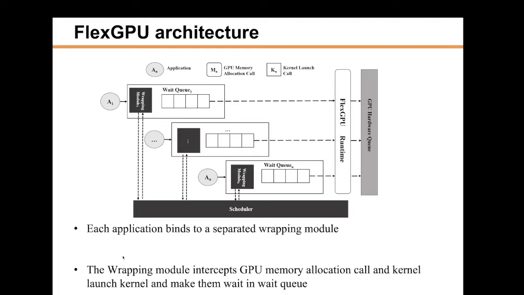Here is the architecture. Each application is bound to a separate wrapping module. The wrapping module intercepts the GPU memory allocation and kernel launch API calls and retrieves parameters such as application ID, allocation size, memory address, kernel arguments, etc., and makes the request wait in the waiting queue. And the scheduler will monitor the current execution status and decide whether the upcoming request should be executed, wait, or be checkpointed.